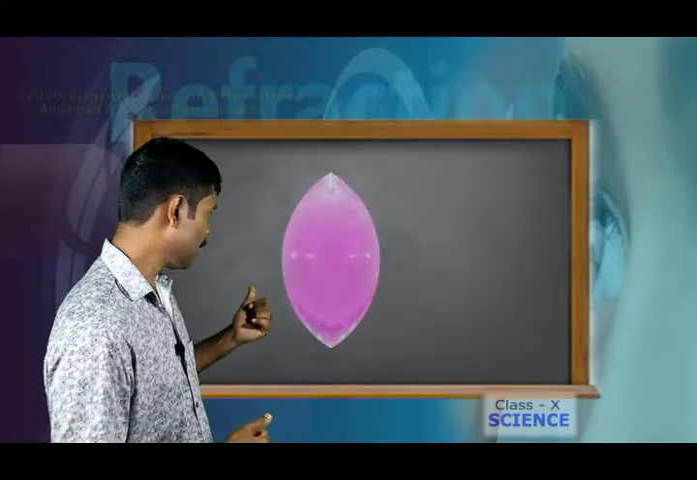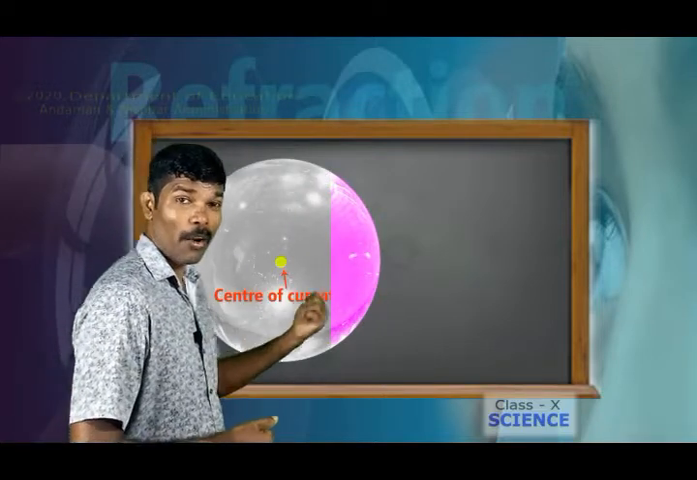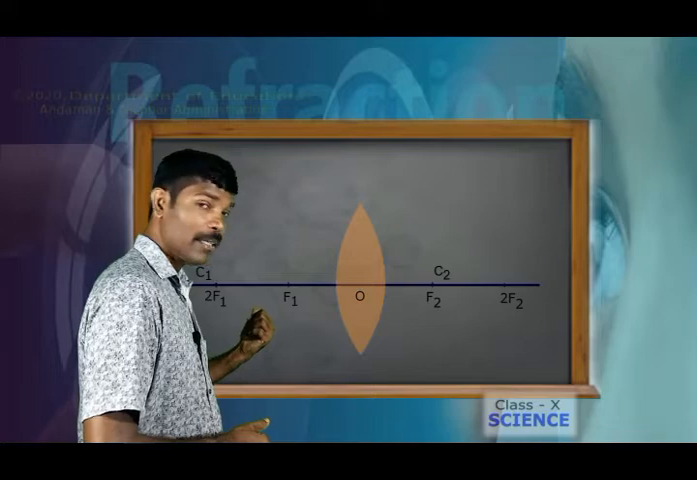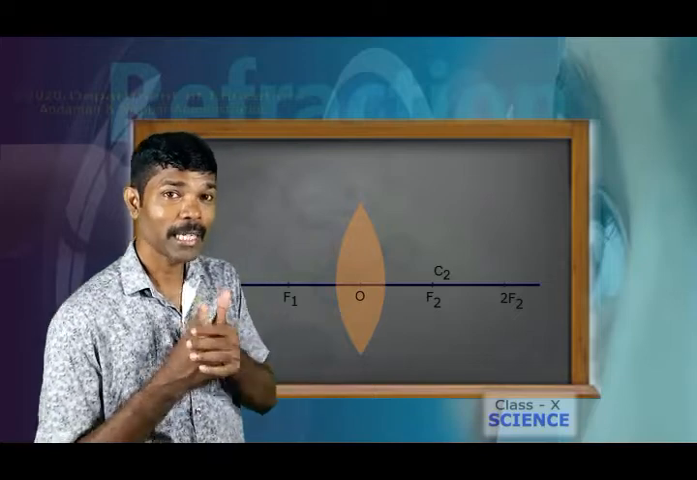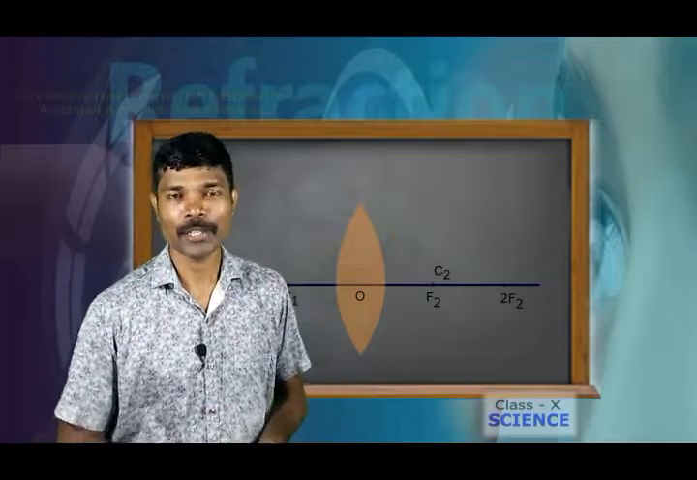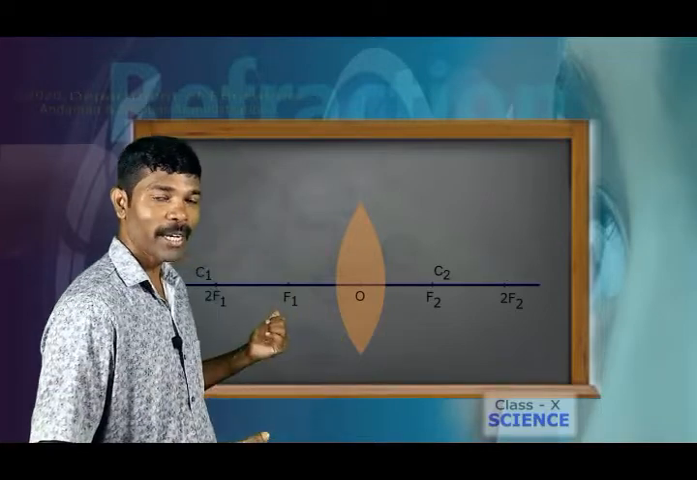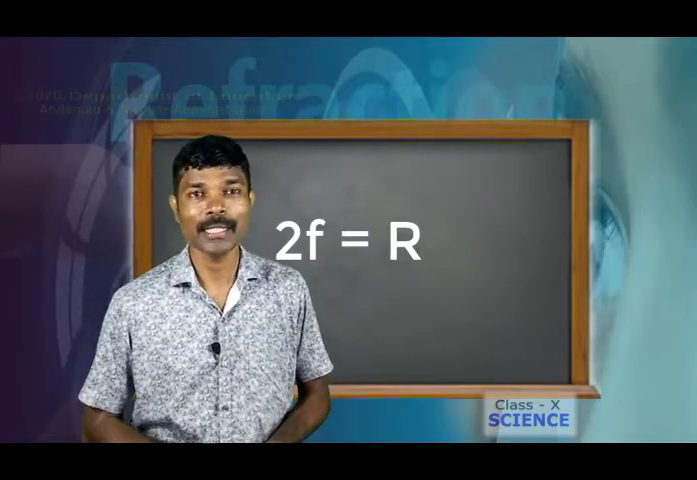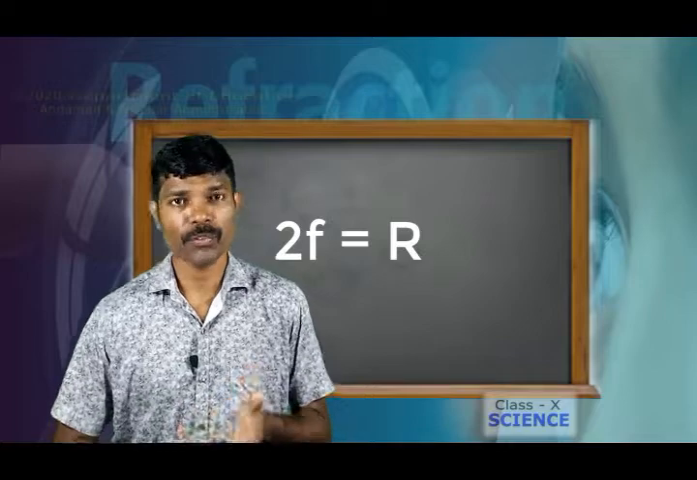Dear students, look at the picture here. It is a double convex lens. If you extend it, this is the center of curvature, and the optical center is the edge of the spherical part, right? So we know that the distance from the center up to the edge is known as the radius. So we can say that the distance between the center of curvature and the optical center is also known as the radius of curvature, and this radius of curvature is twice the focal length. So an expression we can write here: 2f = R. That means the radius of curvature is twice the focal length. So these are the important terms which we must know.